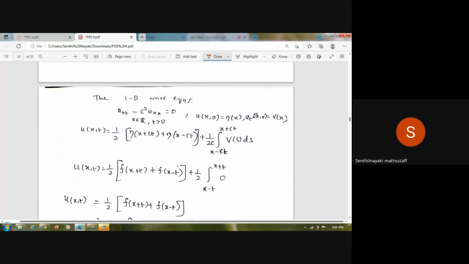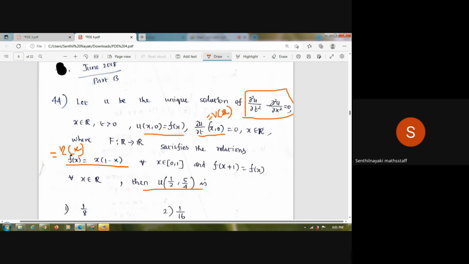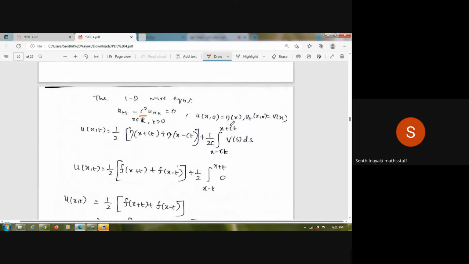So if it is non-zero, then we have to evaluate this integral also. What about the C value? Here it is the constant term. In this question the C value is 1. Therefore this C becomes 1.